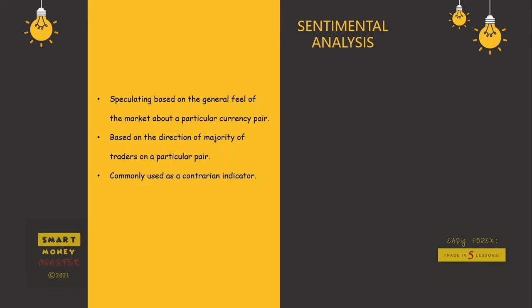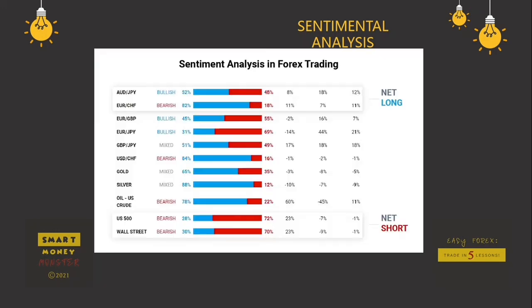So now imagine you see the direction the majority is heading, then you use that as a contrarian indicator. Contrarian meaning that you want to go the opposite direction, contrary to the majority. If you are doing that, that is sentimental analysis, basically.